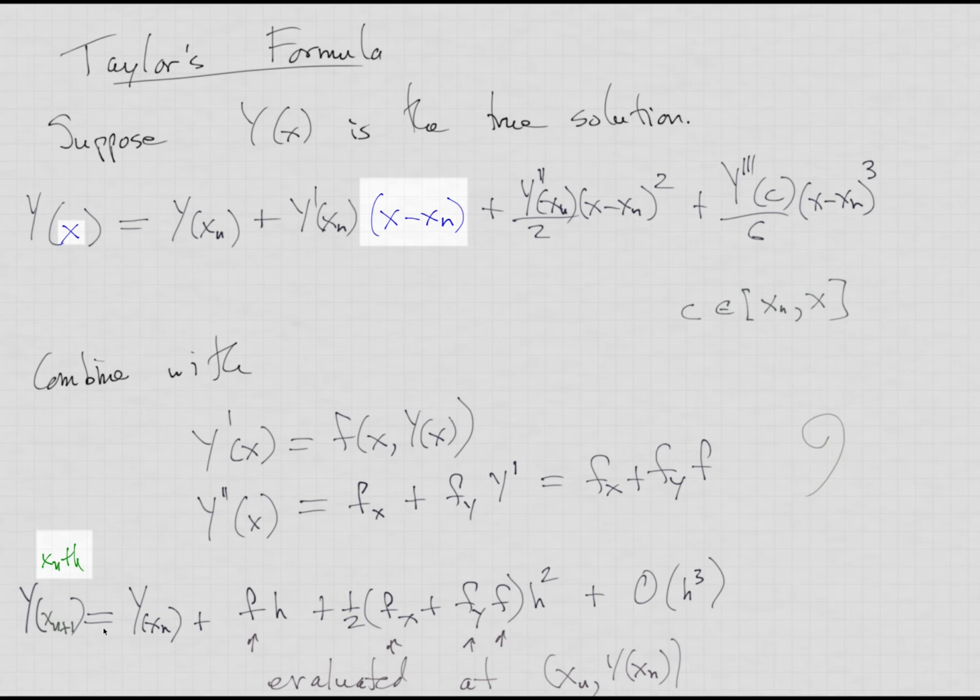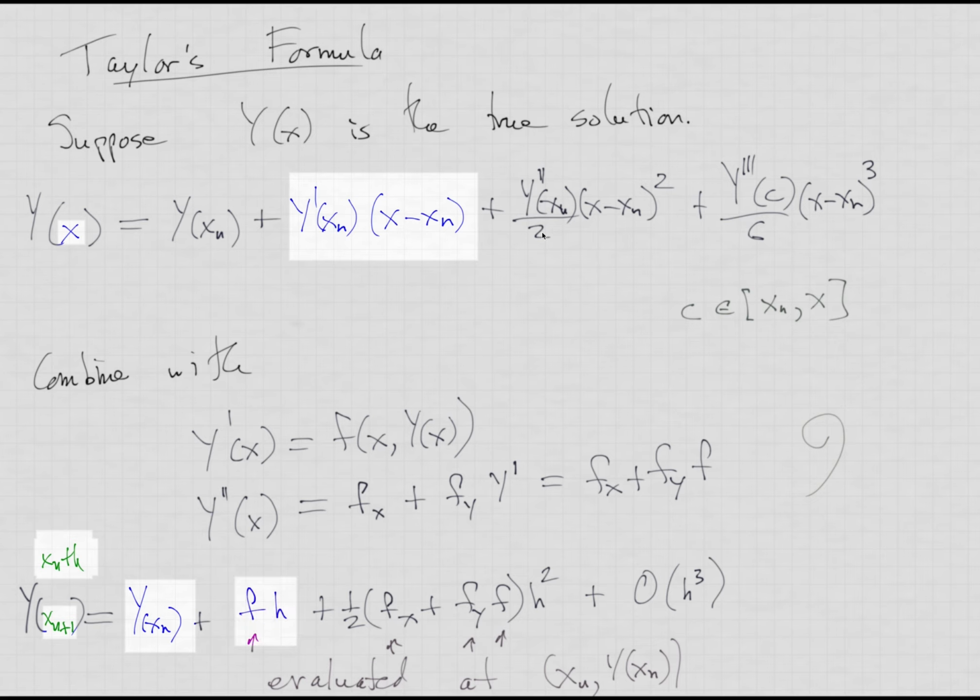Okay. So if we want to apply the Taylor expansion to the value of y at the next x point at x sub n plus 1, well, x sub n plus 1 is exactly xn plus h. So we simply make that substitution, h for x minus xn. So we get the same first term. This term here simply becomes f times h, because y prime is equal to f, and this is h.